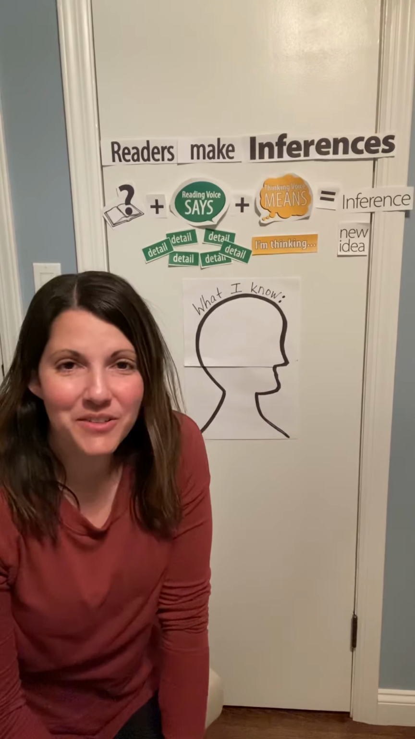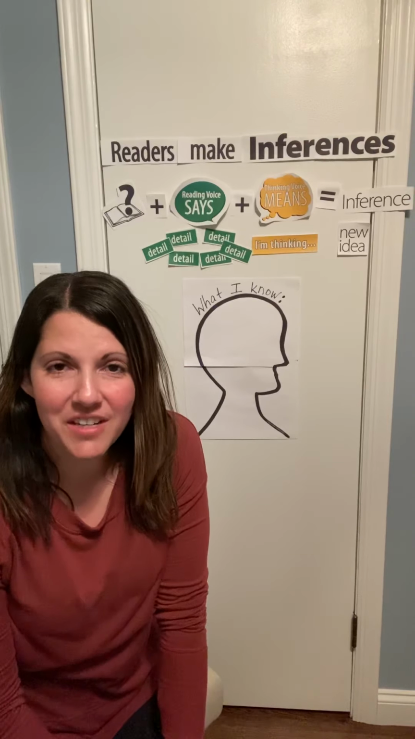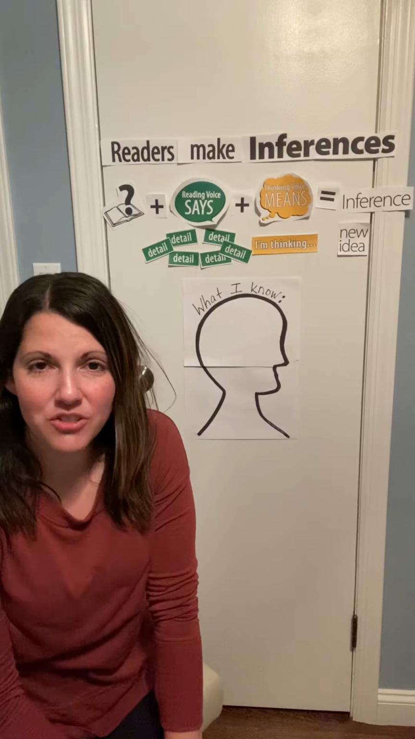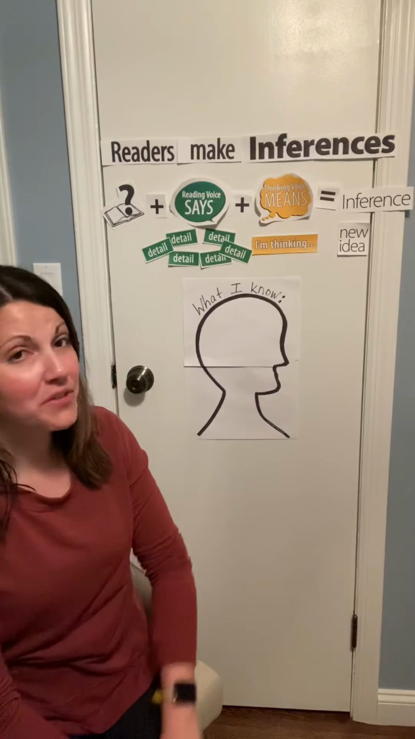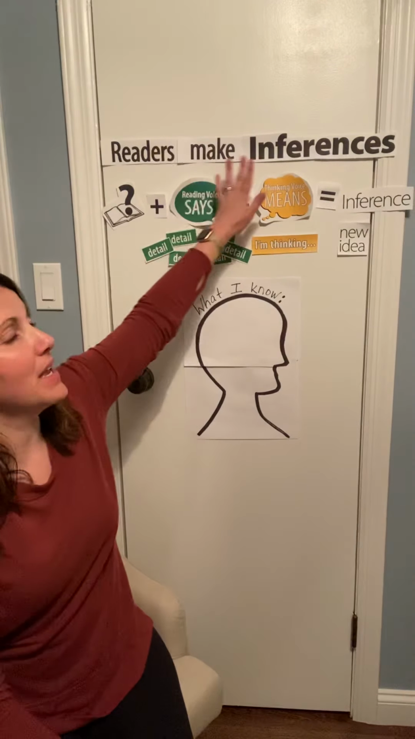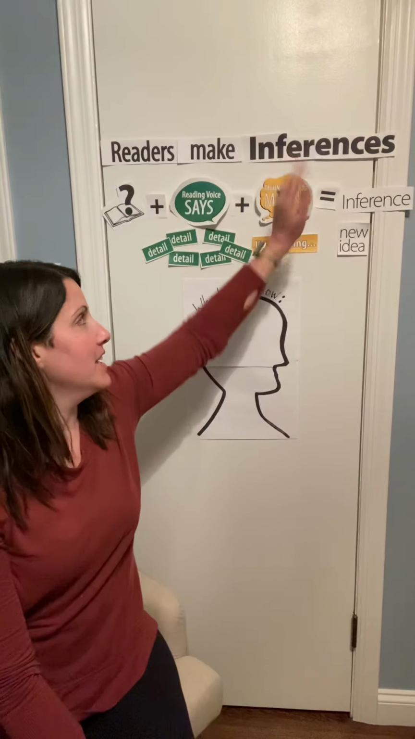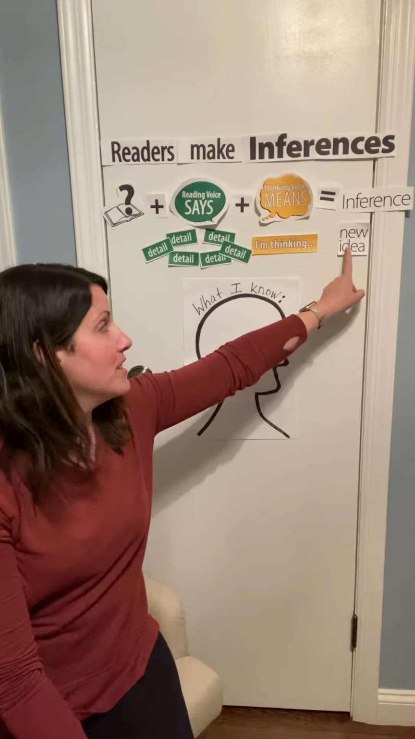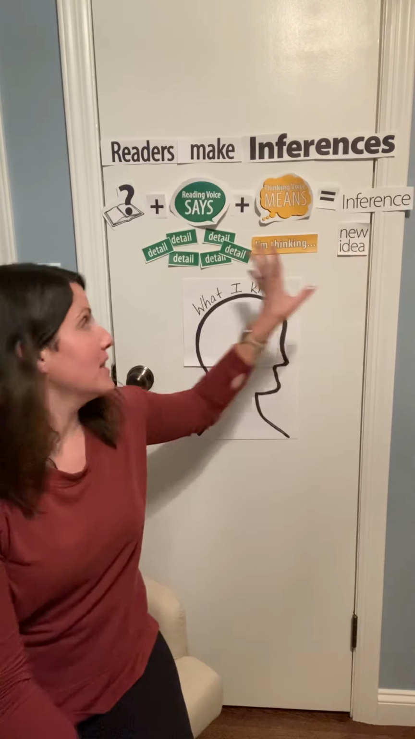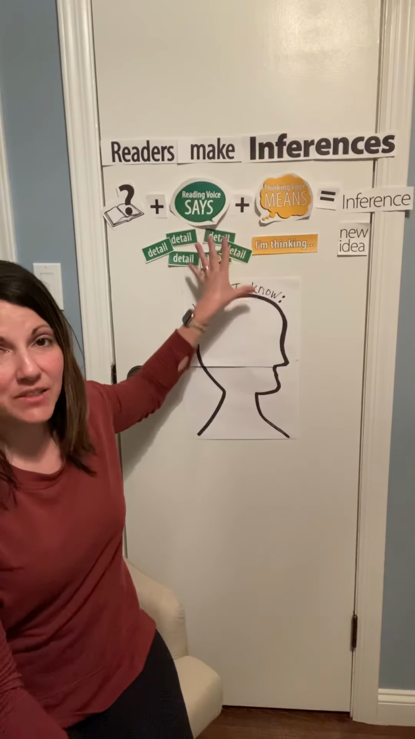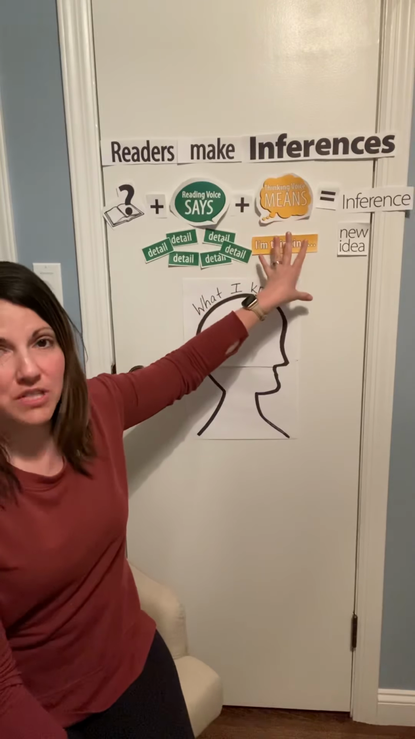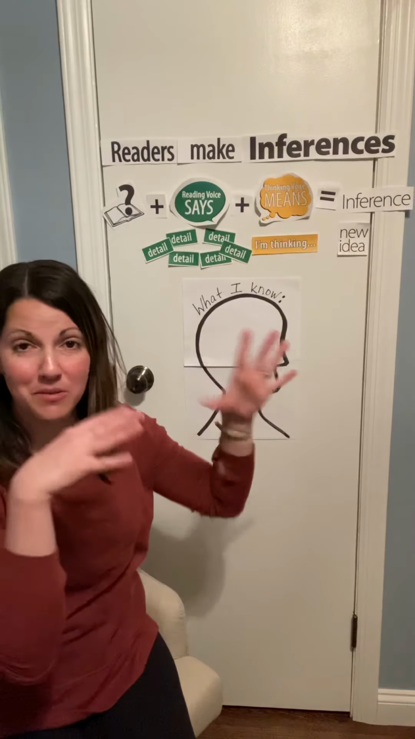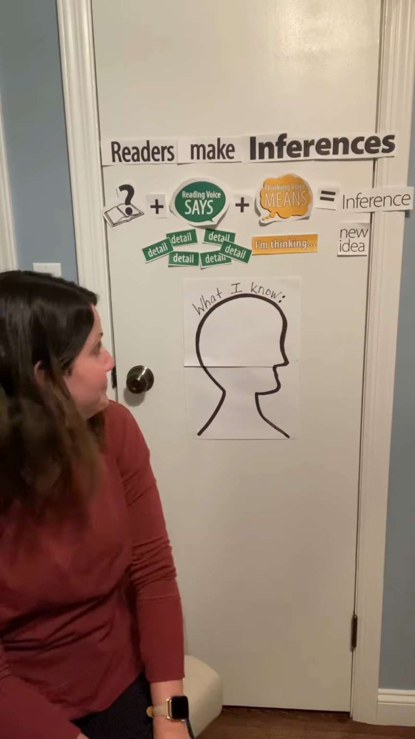Welcome back to our inferencing anchor chart. This is lesson 2. Last lesson, we introduced the new anchor chart. Just to review, readers make inferences. And an inference is a new idea that the author did not state directly, but that you collected details for, thought over your details, and came up with a new idea. You were the detective or the puzzle maker who put the pieces together.